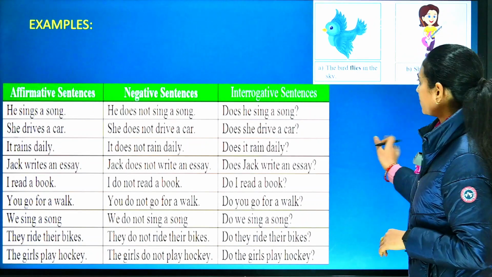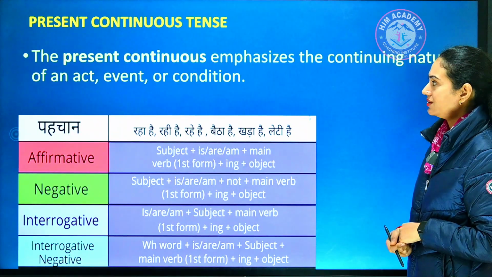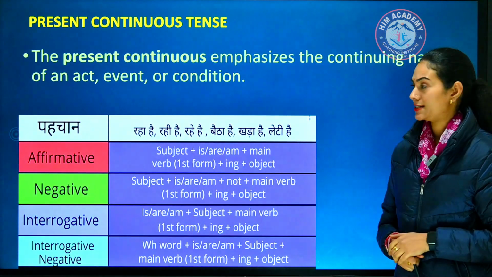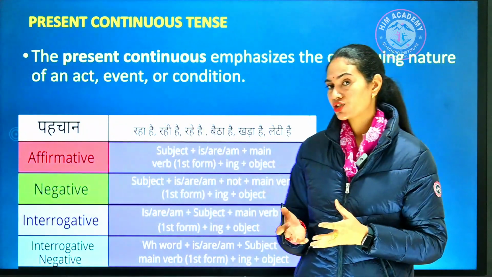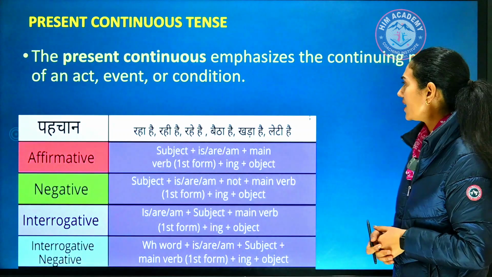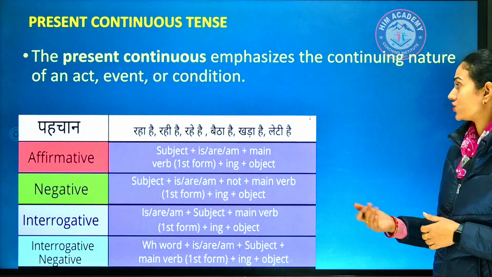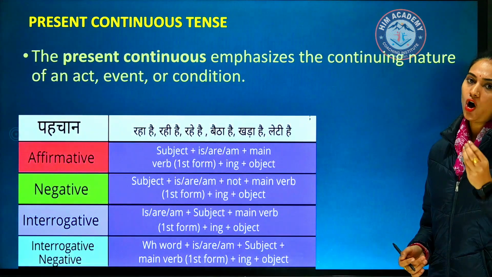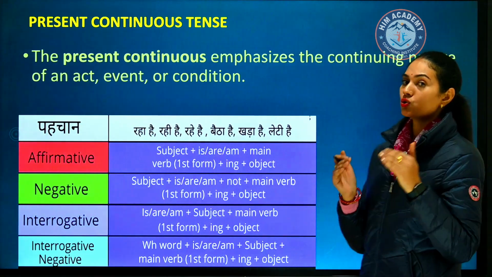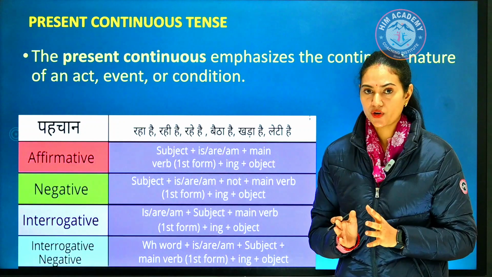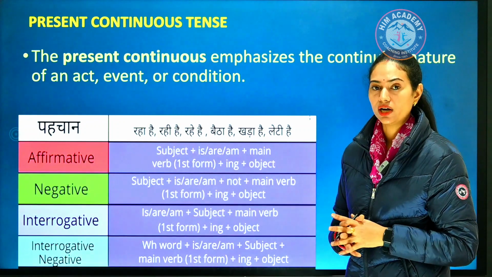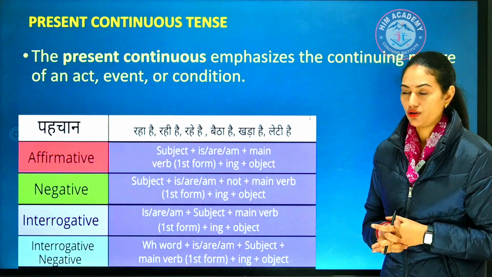Okay. So next we have the second tense here, that is present continuous tense. In present continuous tense, it of course is a continuous action or progressive action. It emphasizes the continuing nature of an act, event or condition. A verb is doing this work right in the time. It is in progress. That's why we also call this tense progressive tense.